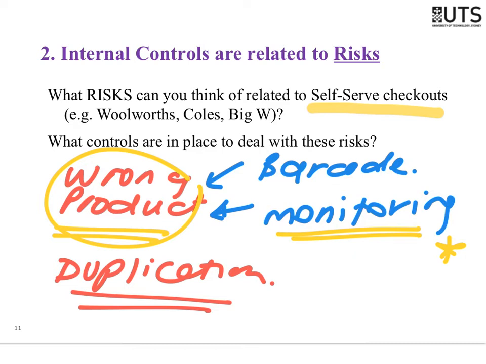But guys, the key reason for the last 3 slides is to show you that controls are commonplace. You have them all around you. It's not an audit-specific thing. Controls are there to deal with risks, okay?